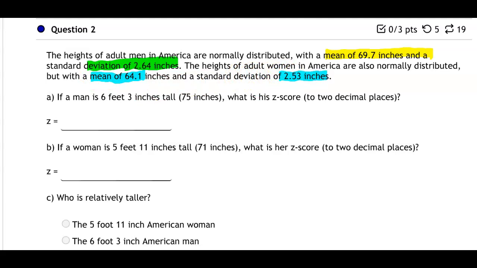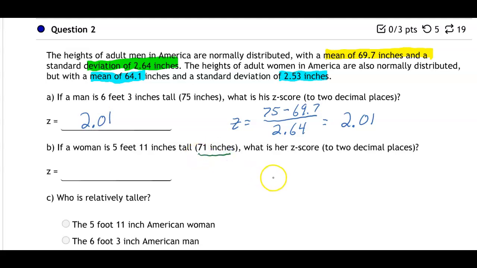So for part A, if a person is 75 inches tall, we want to calculate the z-score. So the z is going to be 75 minus the mean for the men, 69.7, and we're going to divide by the standard deviation, 2.64. When you do that on your calculator, you get 2.01 when you round to two decimal places. So 2.01.